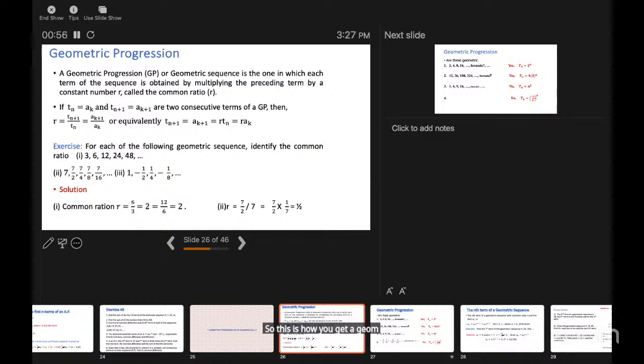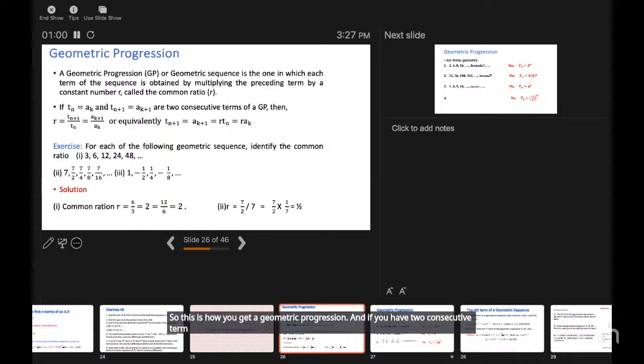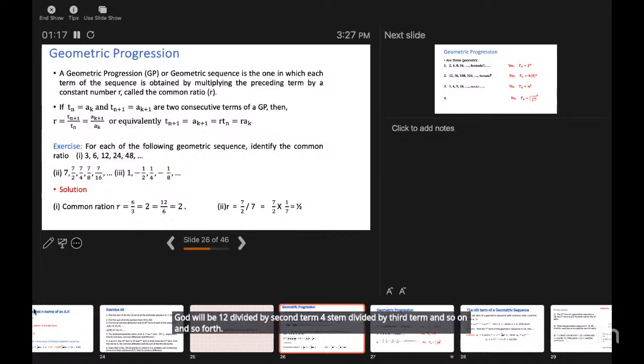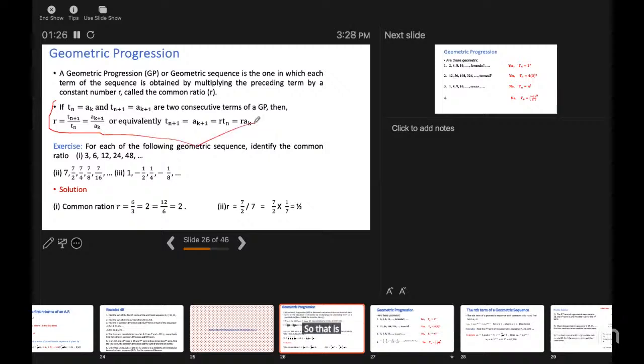geometric progression. And if you have two consecutive terms of your GP, you can actually find your R. R will be a term divided by the preceding term. Your R will be the third term divided by the second term, the fourth term divided by the third term, and so forth. That is what is being explained in this part of the notes.